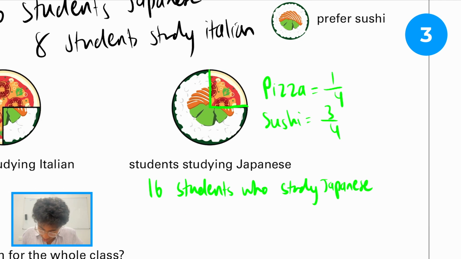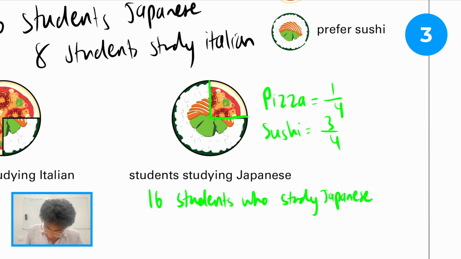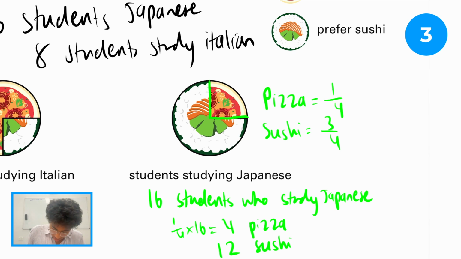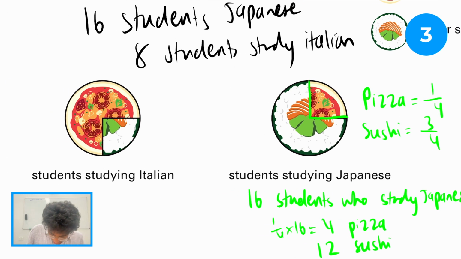So if 16 students study Japanese, a quarter of them will have pizza. What's a quarter of 16? That means we'll have 4 people who like pizza, and the remaining will like sushi. So 12 will like sushi. Now let's look at the other. So we have 8 people who study Italian.